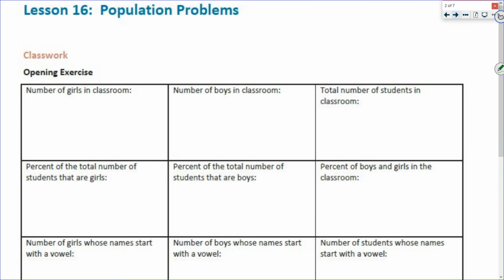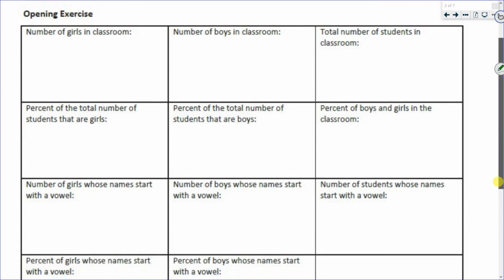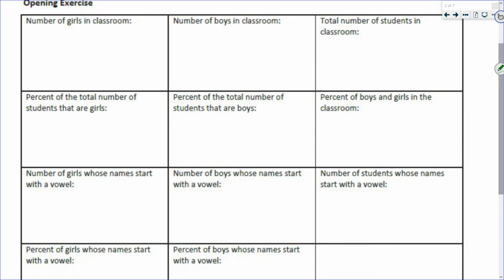Now, the first opening exercise is actually pretty easy. We're going to make up some information here because, well, we don't have a class. We actually have nobody here to take this information and work with it. And this information would change class to class because each class has a different number of students. So we're just going to run a basic scenario, a pretend situation. Okay? So let's say the number of girls in the classroom is 12. We have 12 girls in the classroom. All right, the number of boys in the classroom, we're going to say there's 13. So how many total students are in the classroom? Well, that's 25. That's 25 students in the classroom.